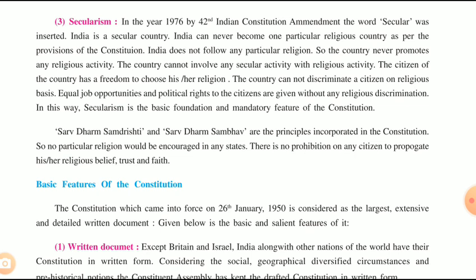Sarvadharm Samdrishti and Sarvadharm Sambhav are the principles incorporated in our constitution. They mean all religions are one and all religions are equal. That means secular. So India is a country where all religions are treated as equal and equal status is given to all religions.